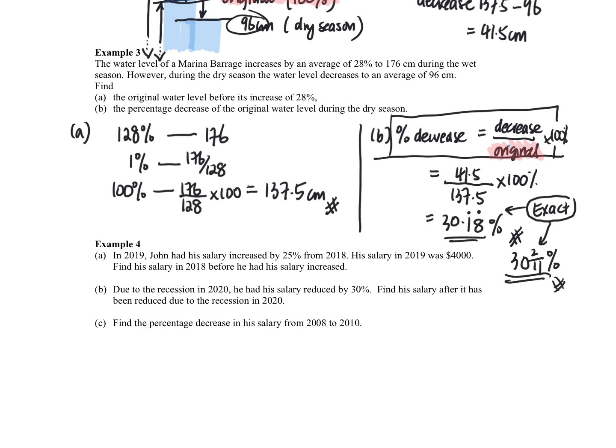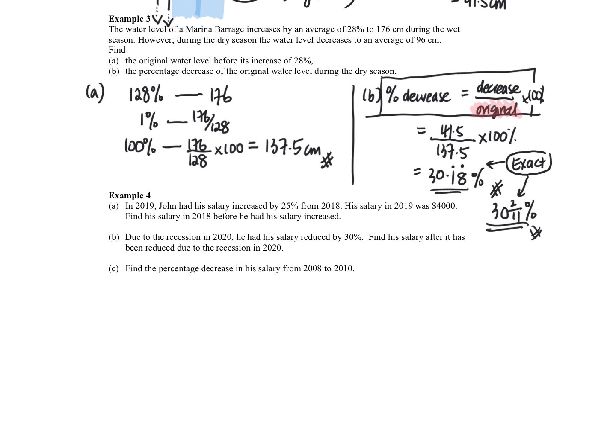Okay, example 4, can you try out very quickly on your own first? I don't want to be going through everything. Just try out before we check.